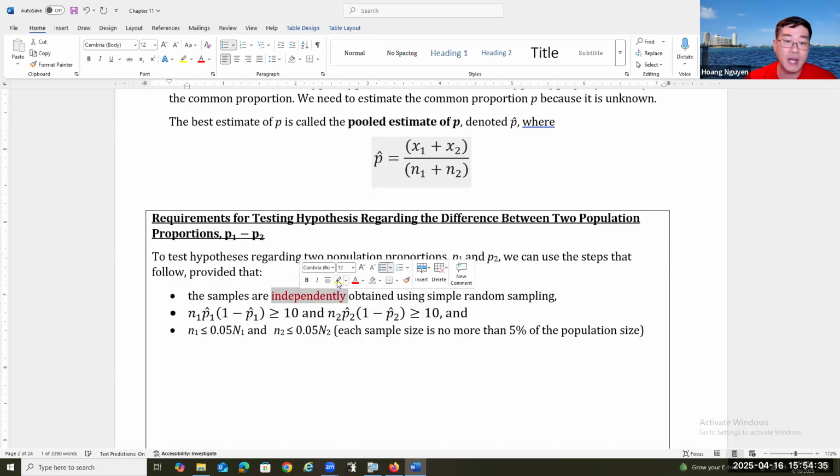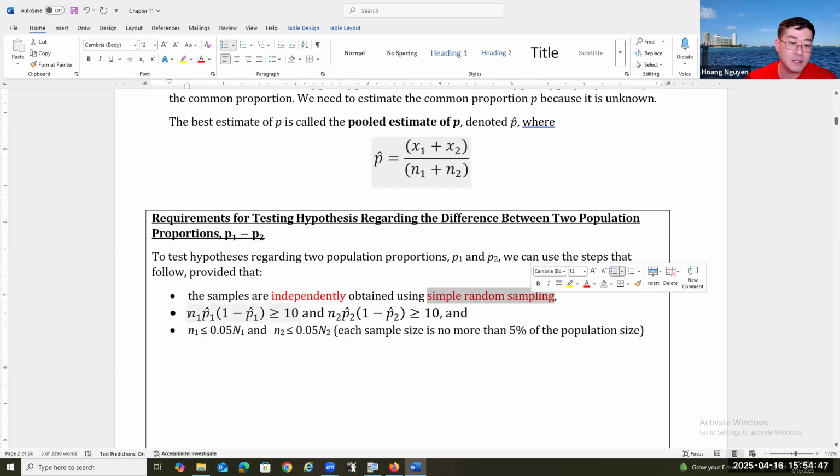So the 2 samples are going to be independent, and we make sure that it's a simple random sample. The 2 samples are selected at random, and they're going to be independent. That's going to be the first requirement. The second requirement is n1 times p1 hat times 1 minus p1 hat is more than or equal to 10, and n2 times p2 hat times 1 minus p2 hat is more than or equal to 10. You use this condition to make sure that we have a normal distribution.